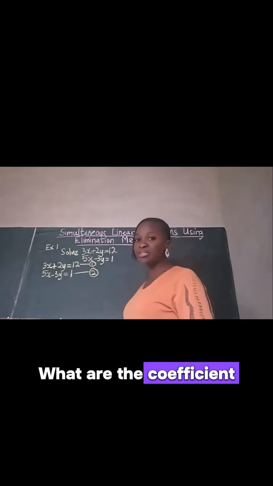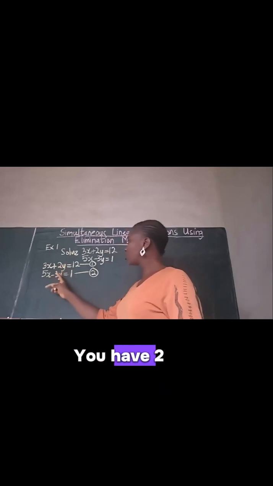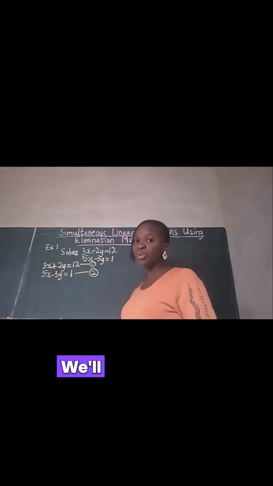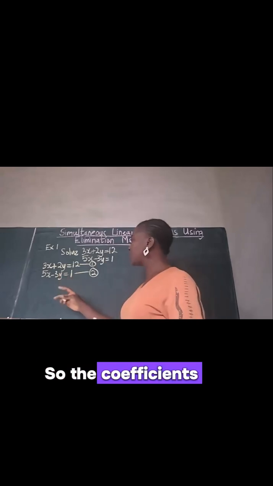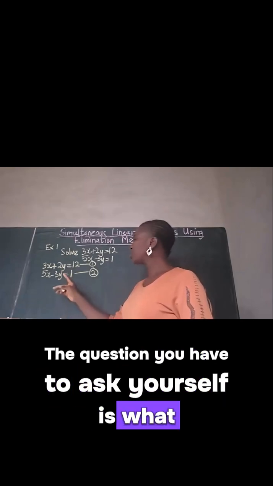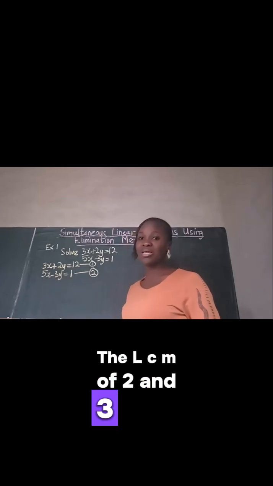What are the coefficients of y? You have 2 and minus 3. Let's just stick with the absolute value. We'll deal with the sign later. So the coefficients are 2 and 3. The question you have to ask yourself is, what is the LCM of 2 and 3? The LCM of 2 and 3 is 6.